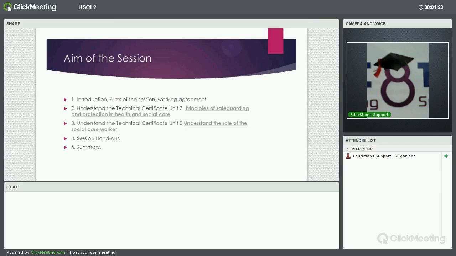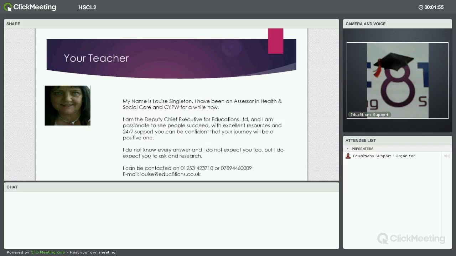We're going to have a look at Technical Certificate Unit 7, which is Principles of Safeguarding and Protection in Health and Social Care. And obviously, I'll go through the various outcomes for you, or questions, if you like, and hopefully help to break some of them down if they need to be broken down, and discuss the sort of level of answers we're looking for. And then the same with Technical Certificate Unit 8, which is Understand the Role of the Social Care Worker. Then we'll have a look at the session handout, and of course then we'll have the summary just to finalise it.